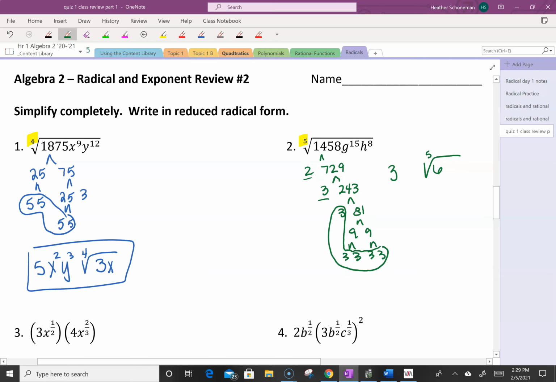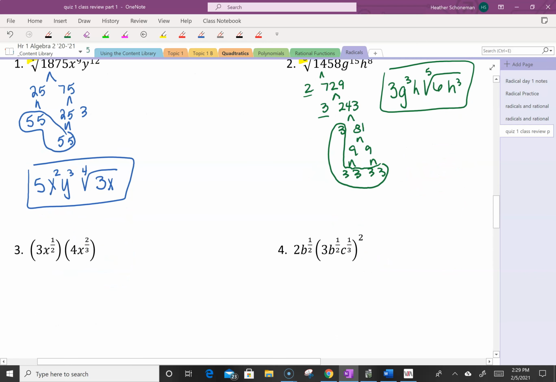Now I'm looking for groups of 5, so how many groups of 5 are there in 15? Well, 15 divided by 5 is 3, so there's 3 groups and none left over. With the h's, there's only 1 group, and there's 3 left over. And that's my final answer.